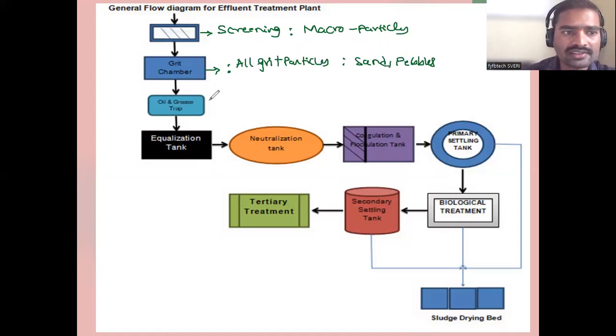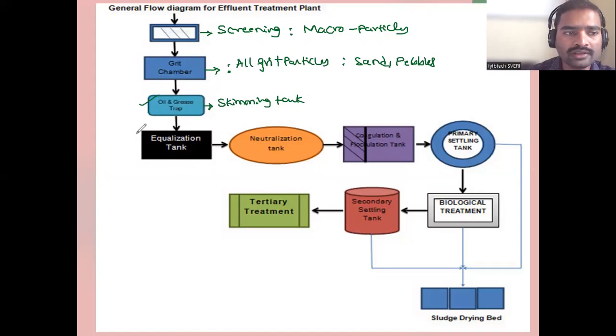What is this oil and grease trap? It is called a skimming tank. What will it do? It will remove oil and grease particles. The skimming tank will remove oil and grease particles.